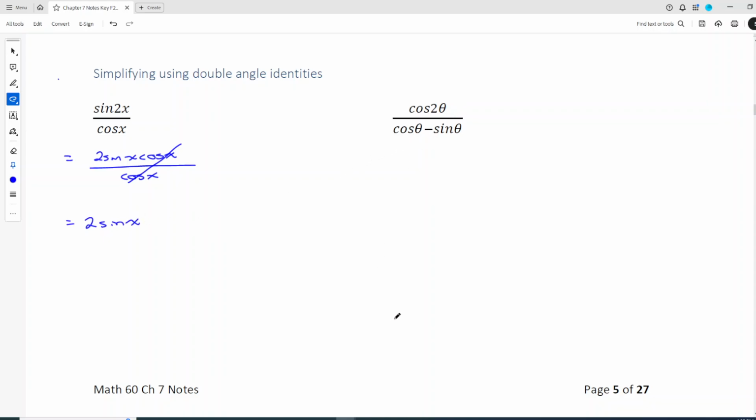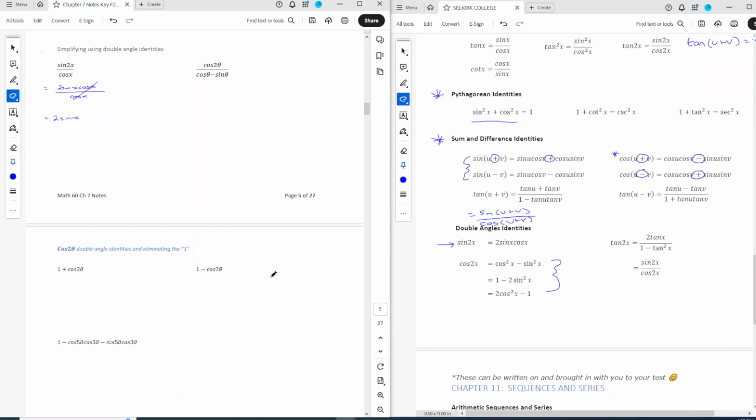The cos 2 theta identity is a little bit trickier because remember we have three choices. We can choose cos squared theta minus sine squared theta, or 1 minus 2 sine squared theta, or 2 cos squared theta minus 1. When I'm choosing, often there's something else in the question that will help me decide which one I'm going to choose. When I look at my denominator here, there's a cos theta minus sine theta, which makes me feel like this one might be the right choice. So I'm going to replace the cos 2 theta with cos squared theta minus sine squared theta. And now I'm over cos theta minus sine theta.